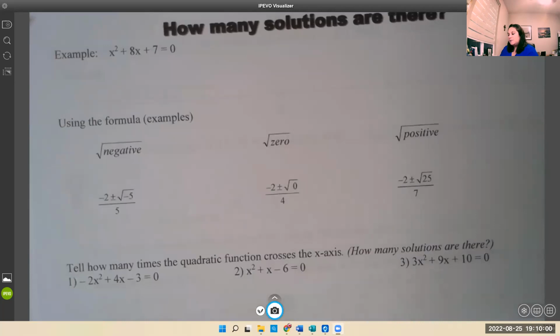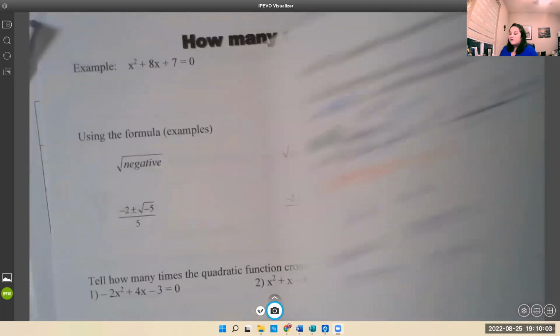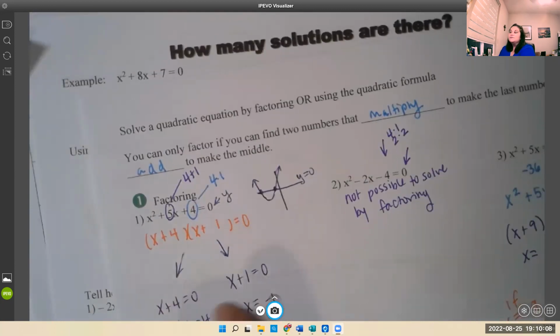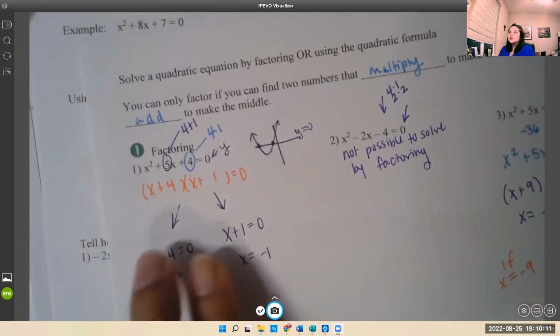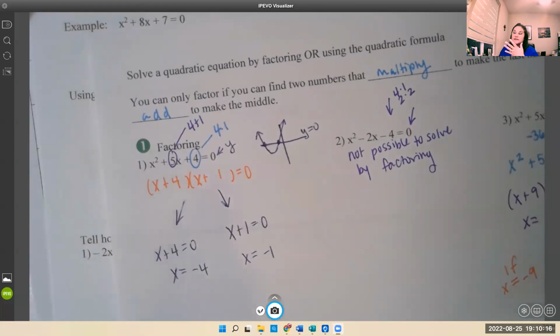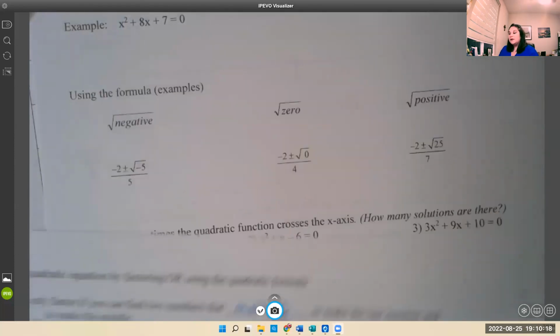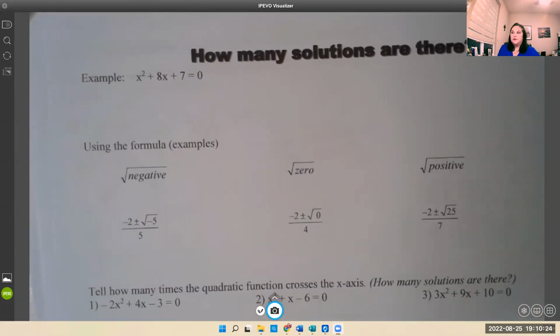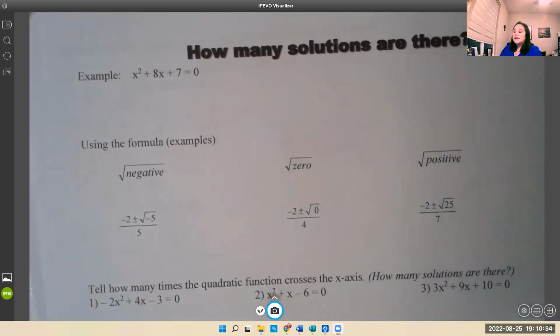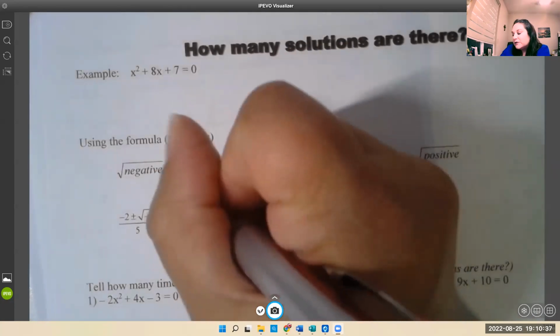And I showed a little bit of the graph in the first factoring example, that if I have two solutions for x, then that would mean that my parabola crosses twice, and most parabolas do. But not all of them do, and it all depends on what happens underneath the square root. So if you get something like this in the quadratic formula, it means that you have no real solutions.